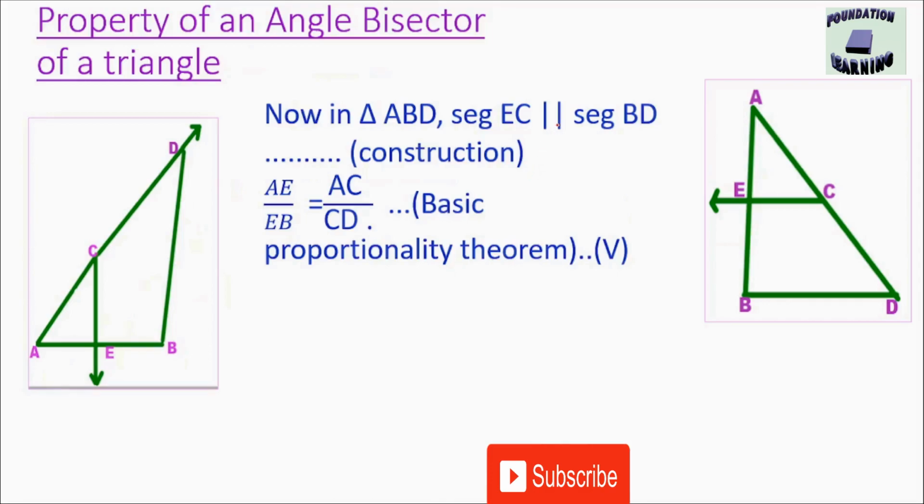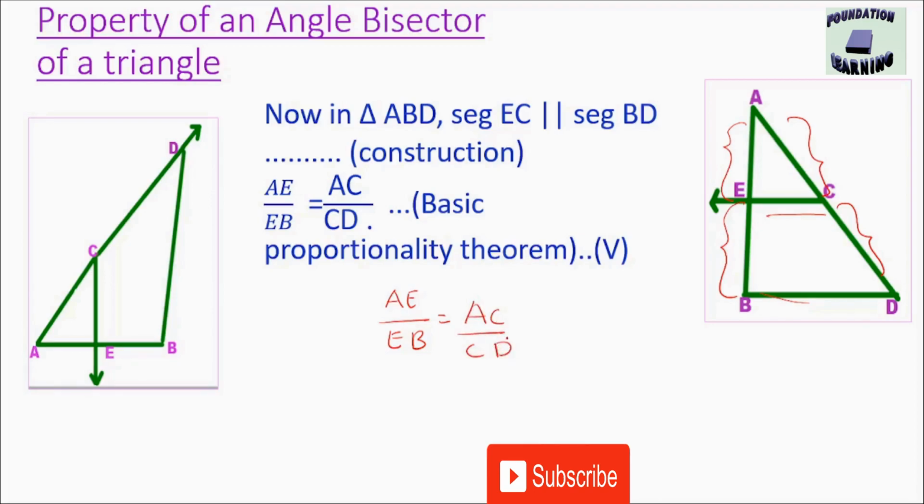Now in triangle ABD, EC is parallel to BD. We have drawn it, right? It's the construction. So what happens to the sides which are intersected by parallel lines? They are in proportion according to the basic proportionality theorem. So AE upon EB is equal to AC upon CD.